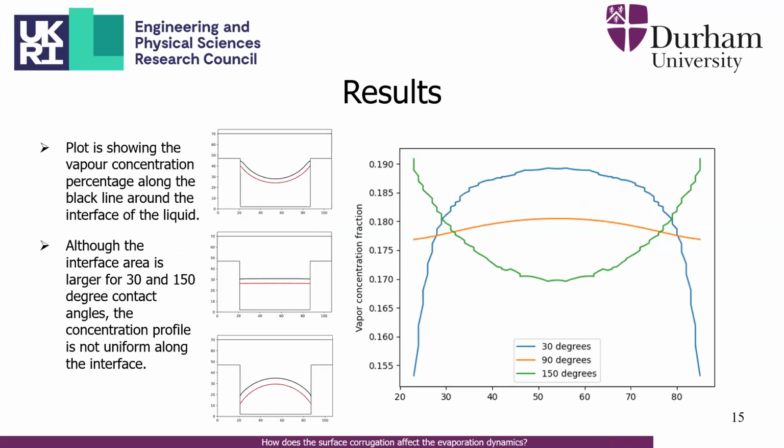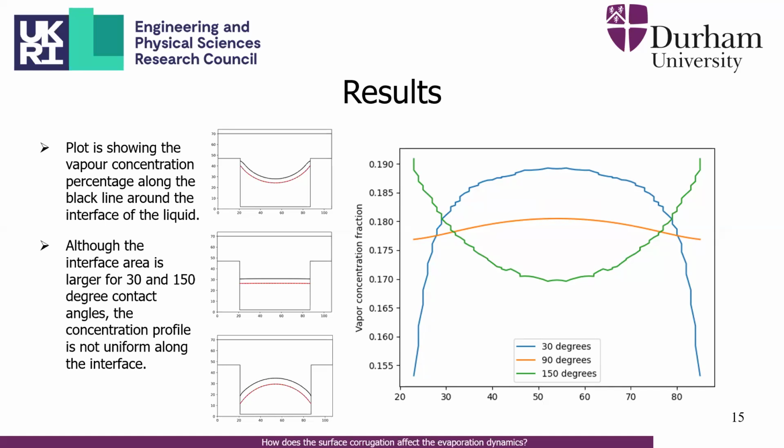Something further to show this is here I'm plotting, the red line is showing the interface, and along the black line I'm plotting the concentration fraction. If this was flat for each contact angle, then you'd expect the area to be having an effect. You can see it varies quite significantly for 30 and 150 degrees across the interface. So for 30 degrees, there's a much higher vapor concentration fraction just above the interface in the center, which means it's harder for more vapor to diffuse there and for more evaporation to happen, basically.